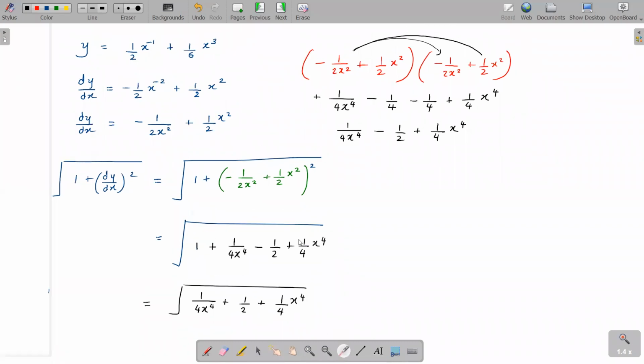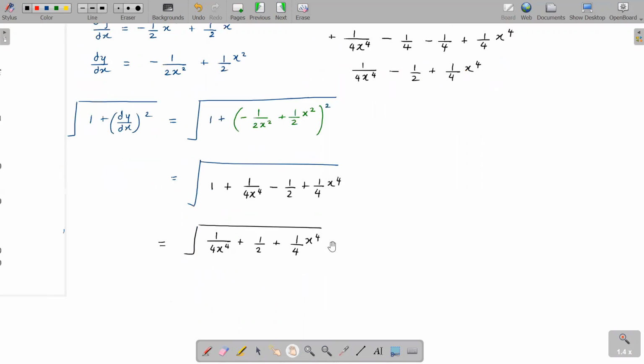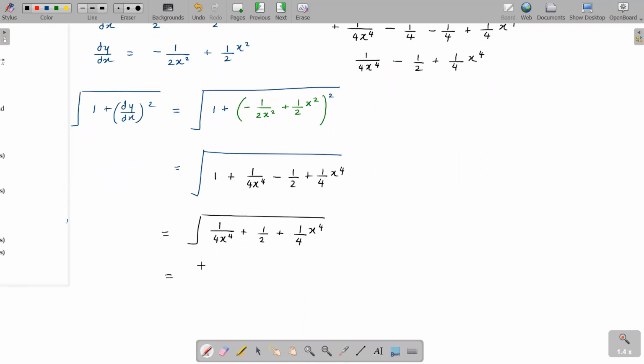So basically here it's the same thing, both of these brackets look the same except for the plus/minus difference. Instead of having a negative sign, I have 1 over 2x square plus 1 half x square, the square of that whole thing. Do you see what I'm talking about? So I have inside the root 1 over 2x square plus half x square, whole thing squared.